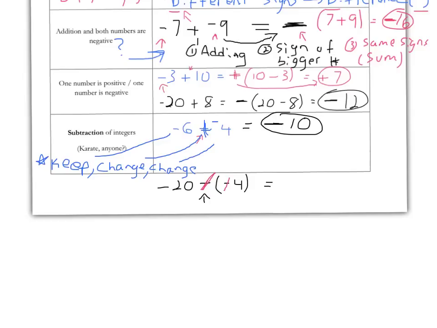Going down to this one. Once I have it to addition, I take the sign of the bigger number. 20 is bigger. It has a negative in front of it. So the answer is negative. Now, the signs are different. This is a negative 20. This is a positive 4, because we changed it, remember? So when the signs are different, we find the difference, which means to subtract. So 20 minus 4 would be 16. So your answer to that one is negative 16.